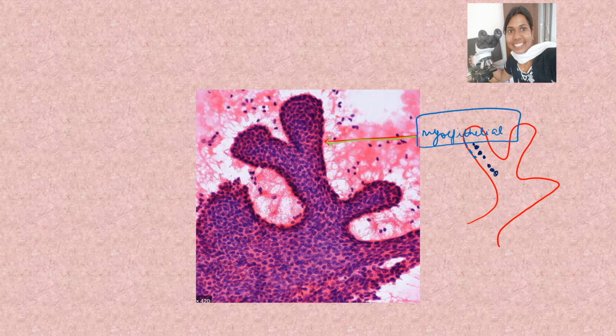So in malignancies, you don't see these myoepithelial cells. So this is one of the important features you should remember. Loss of myoepithelial cells indicates a feature of malignancy, right?